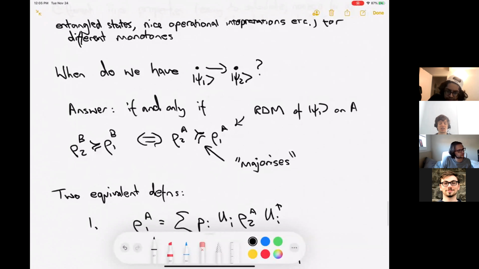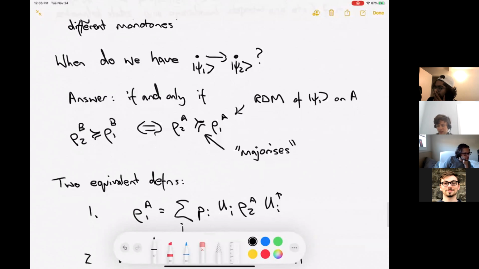We're wanting to say that as we use LOCCs, we always make the states less entangled, and that means that we make the reduced density matrices less mixed, because the state's staying pure all the time. Okay, that makes sense to everyone? Any questions?